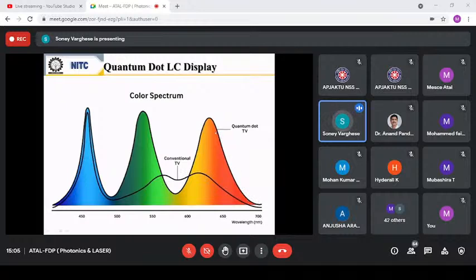Whereas for a quantum dot television, you can see that the color spectrum will be like this, which means the purity or the quality of color, right? If you say red, the quality of red, or if it's a green or a blue, the purity of the color will be very high when you start using these quantum dots, right? So that way, your display performance will be improved, right?